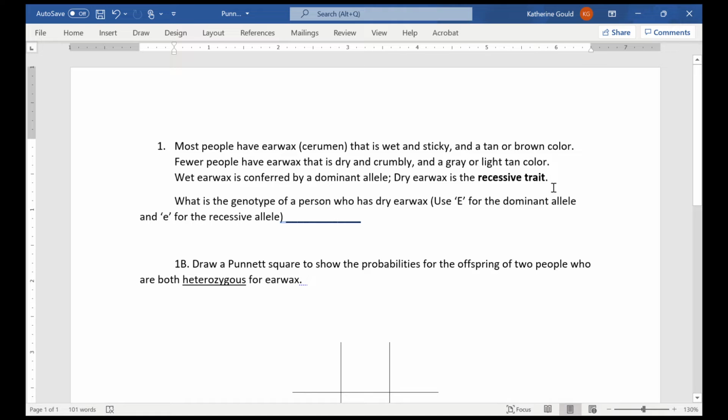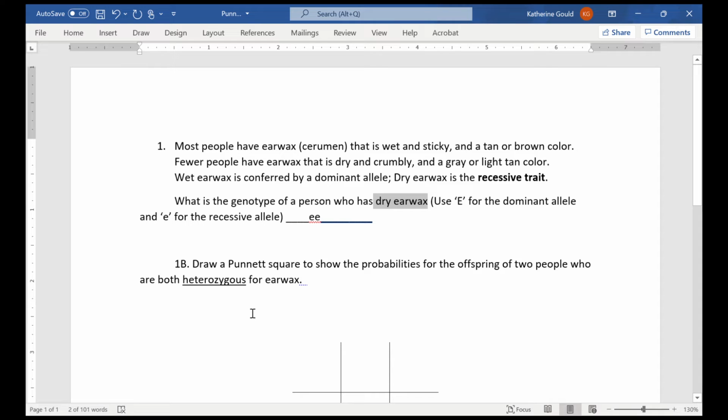The person with the recessive trait is going to have two copies of the recessive allele, and we're using E's. I like to use letters that you can't mistake the uppercase and lowercase letters, so like S's are really hard to use because the two look the same. So I like to use letters where they're different. All right, so the person who has dry earwax is showing the recessive trait, and so they're going to have two copies of the recessive allele. Okay, so that's the first part.